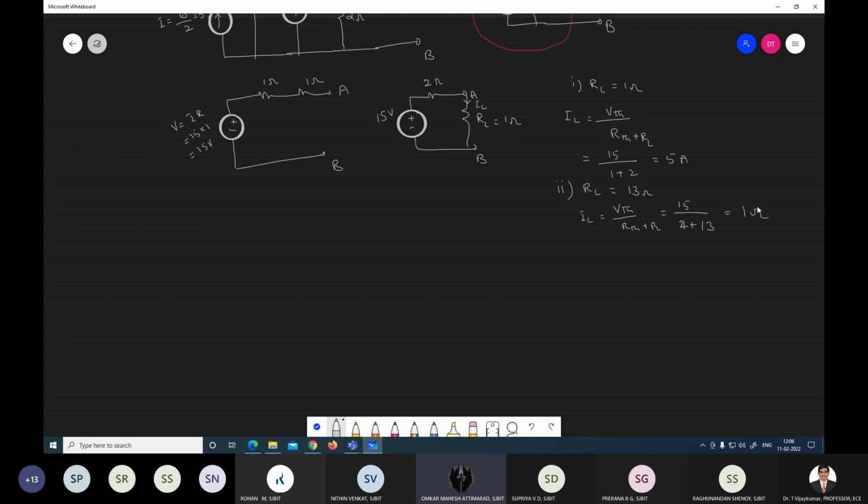Yes, sir. It's the same, sir. Same only, no? So what is the RTH? To calculate RTH, what I explained, suppose if you want to calculate, the procedure is like this.